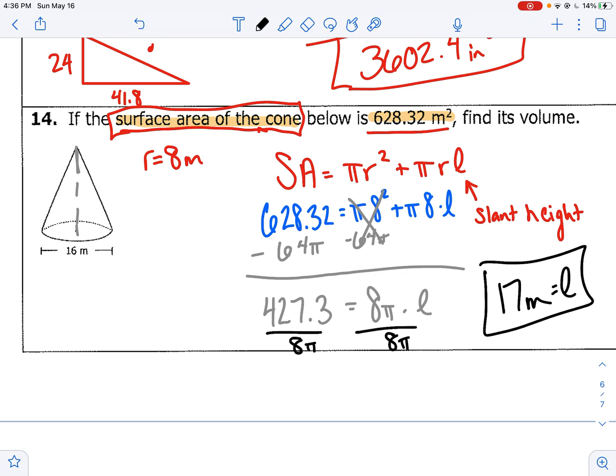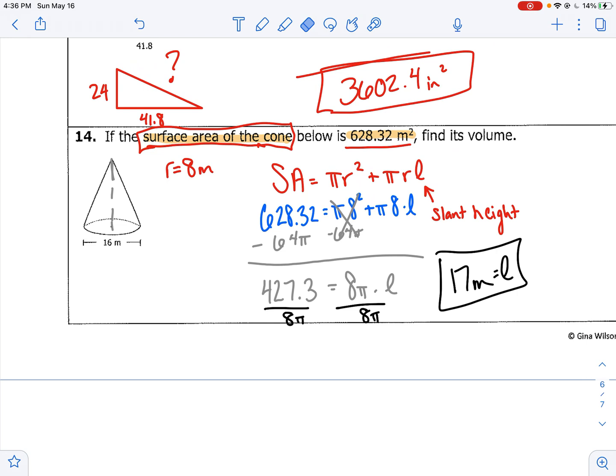And then if they asked me to find the volume, I could use that information now to find the height and to find my volume. But at least for now, I'm working on slant height. So let me know what questions you have about finding the slant height or working backwards.